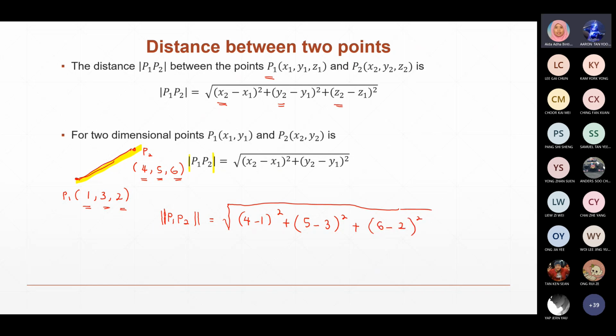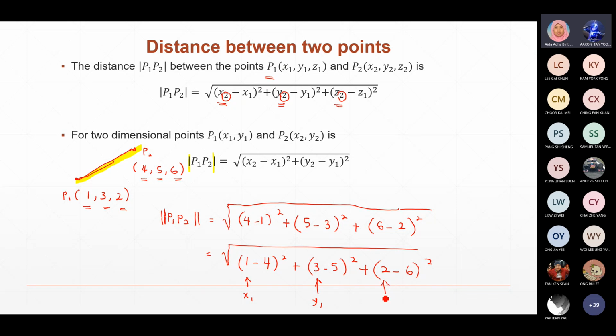Okay, so if you ask me, Miss, I don't want to put the x, the point number 2 in front. I want to put it like this: 1 minus 4 square plus 3 minus 5 square. I want to put the point number 1 first in front. And 2 minus 6 square here. Okay, you want to put the point number 1 first. This is the point number 1 first.